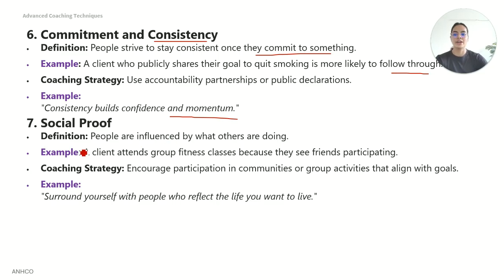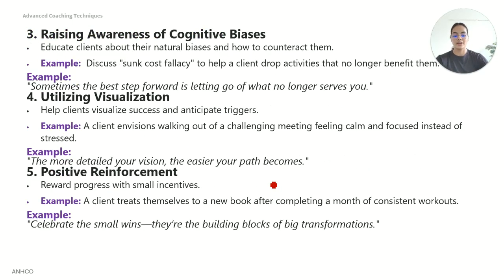7. Social proof. Definition: people are influenced by what others are doing. Example: a client attends group fitness classes because they see friends participating. Coaching strategy is to encourage participation in communities or group activities that align with your goals. Example: surround yourself with people who reflect the life that you want to live.